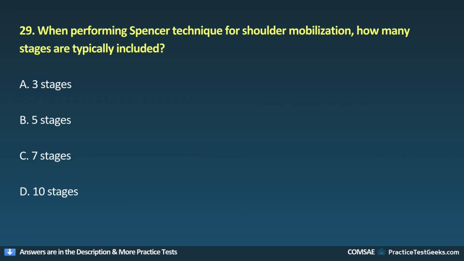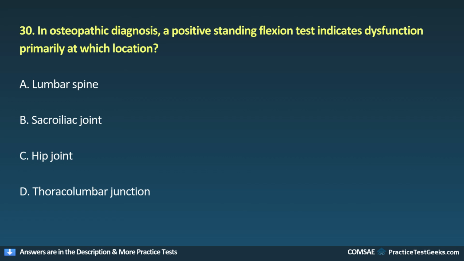29. When performing Spencer technique for shoulder mobilization, how many stages are typically included? A. 3 stages. B. 5 stages. C. 7 stages. D. 10 stages. 30. In osteopathic diagnosis, a positive standing flexion test indicates dysfunction primarily at which location? A. Lumbar spine. B. Sacroiliac joint. C. Hip joint. D. Thoracolumbar junction.